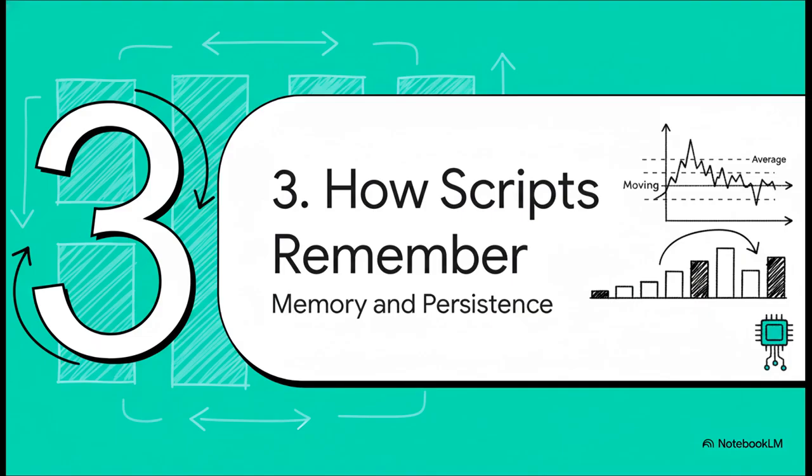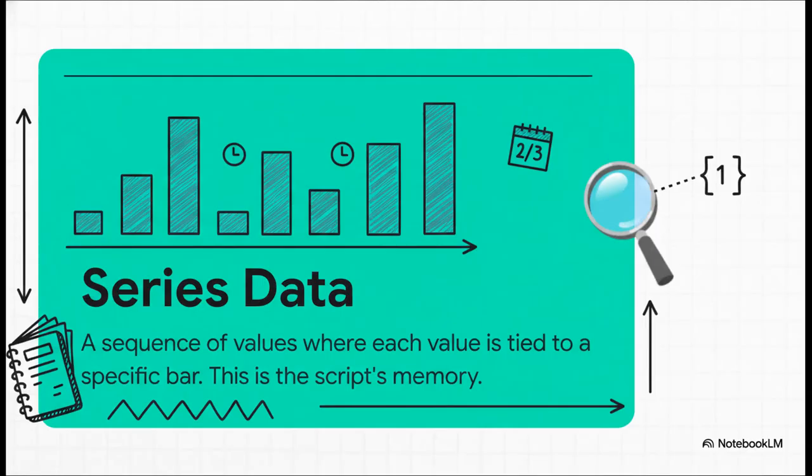Okay, so you might be thinking, wait a minute. If the script starts totally fresh on every bar, how on earth does something like a moving average even work? Right? How can it possibly remember the prices of the previous bars? Well, the answer lies in how the script stores its memory. The answer is something called series data. As our script executes bar by bar, it stores the results of key things like the close price or the output of a function like a simple moving average into a time series.